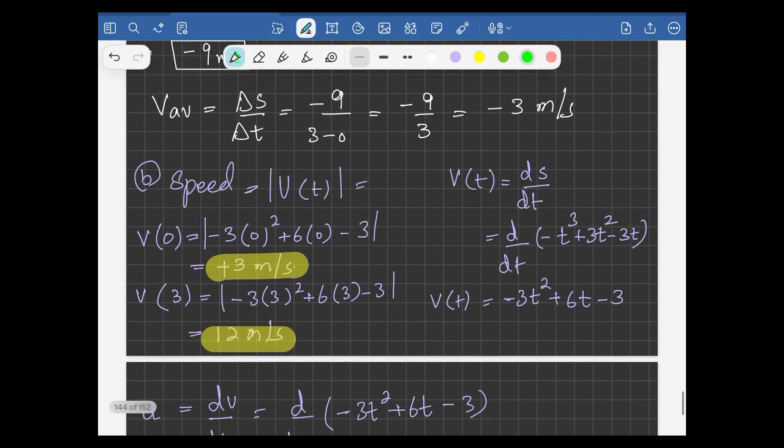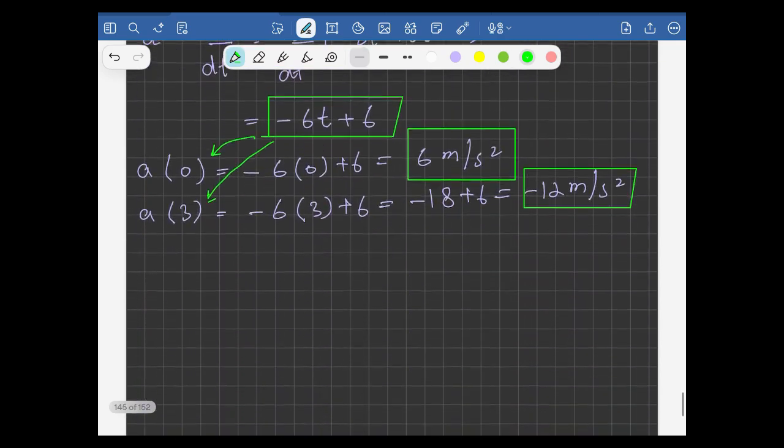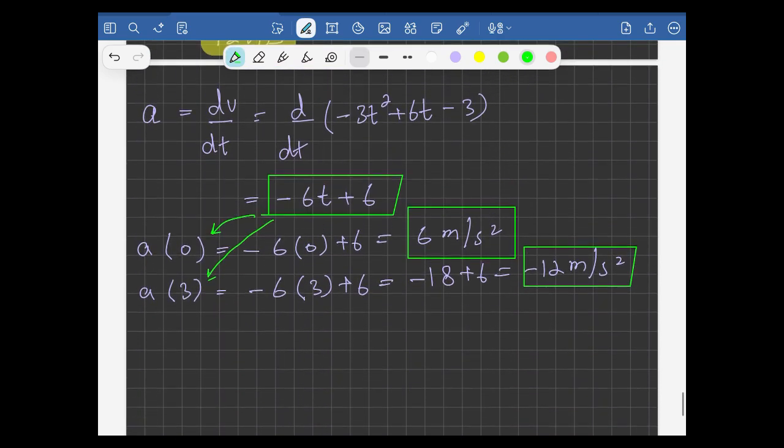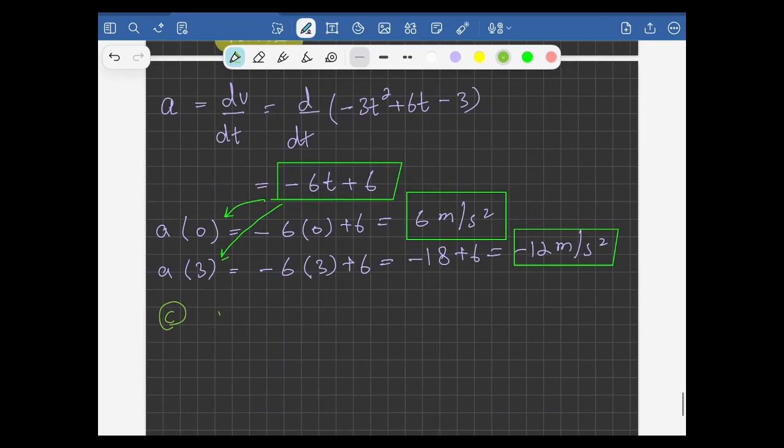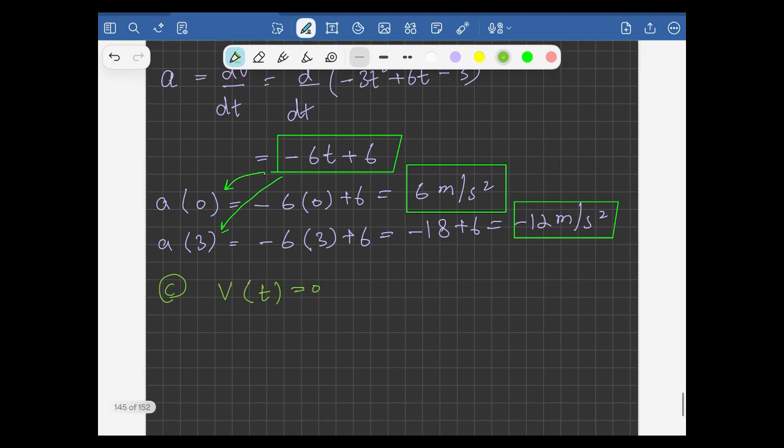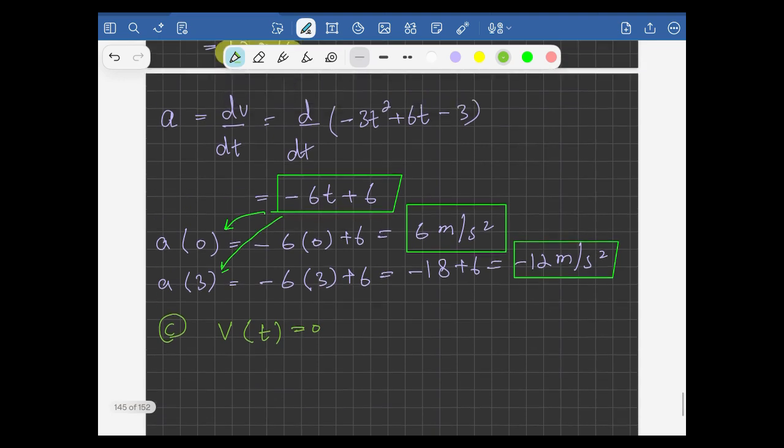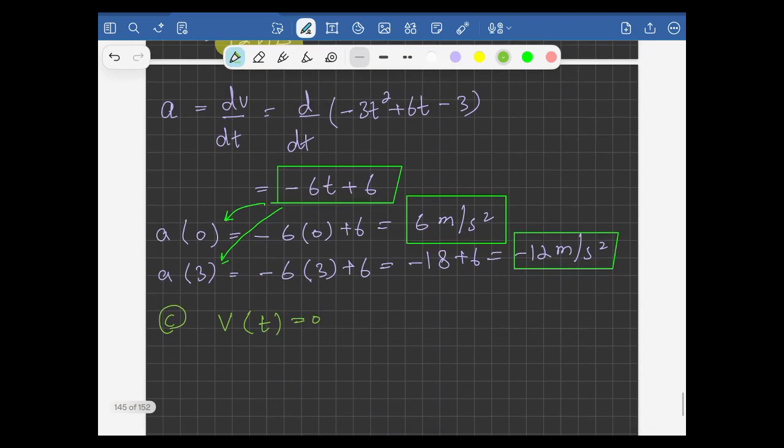Okay, that was our B part. C part says find whether the body is going to change direction or not. In order to find that, we let the velocity at time t equal 0, which is minus 3t squared plus 6t minus 3 equals 0.